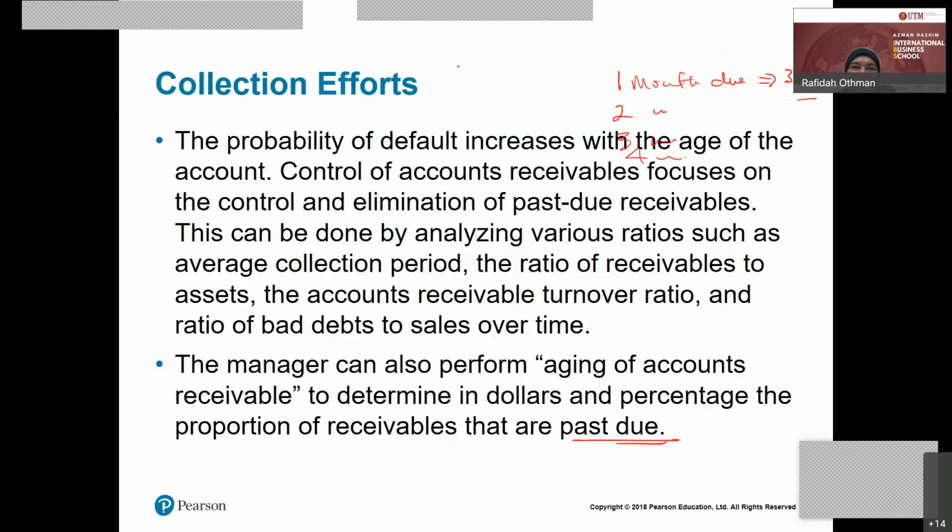If you have all these, you can have a different treatment for each level of default. For 4 months and above, you have to go extensively in collecting the money. You have to call them several times. If it is 1 month due, maybe you just call once a week. If it is 2 months, you call twice a week. For 3 months, 4 months, the 4 months could go for legal.